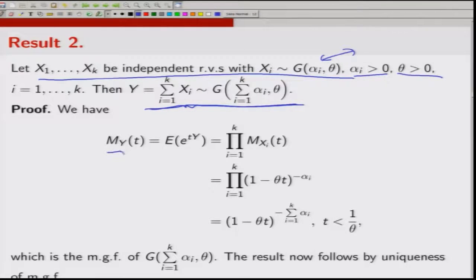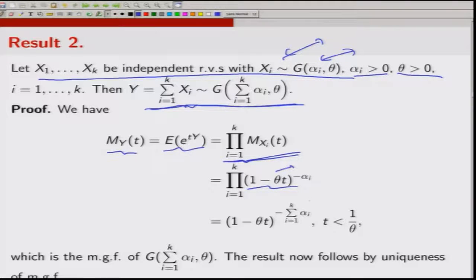So, let us see the MGF of Y, which is the sum of the Xi's, and I know that the moment generating function of a sum of independent random variables is the product of marginals. So, it is product i equal to 1 to k of M Xi t, where Xi is gamma alpha i, theta. So, I know its moment generating function is 1 minus theta t to the power minus alpha i. Theta is the same in each of them. Note that if theta i was different, then it would not have been possible to write it as 1 minus theta t to the power minus summation i equal to 1 to k alpha i. So, it is important that all theta i's are the same.